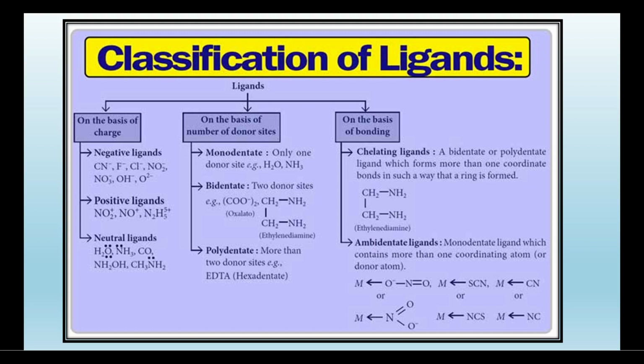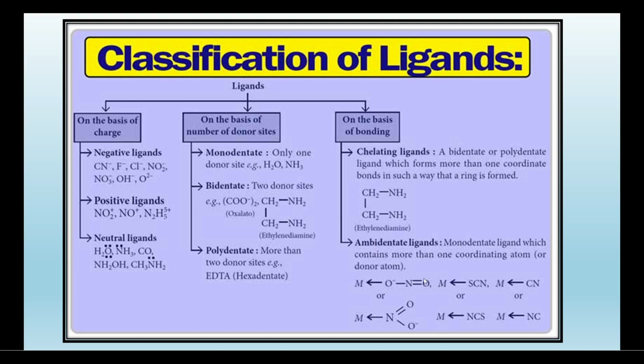Here the chelate ligands are those which form coordinate bonds with the metal, and there is the formation of a ring. There may be a metal forming the respective coordinate bonds with a bidentate or polydentate ligand, with two to three or more coordinate bonds. Coming to the ambidentate ligands, these contain a monodentate ligand.